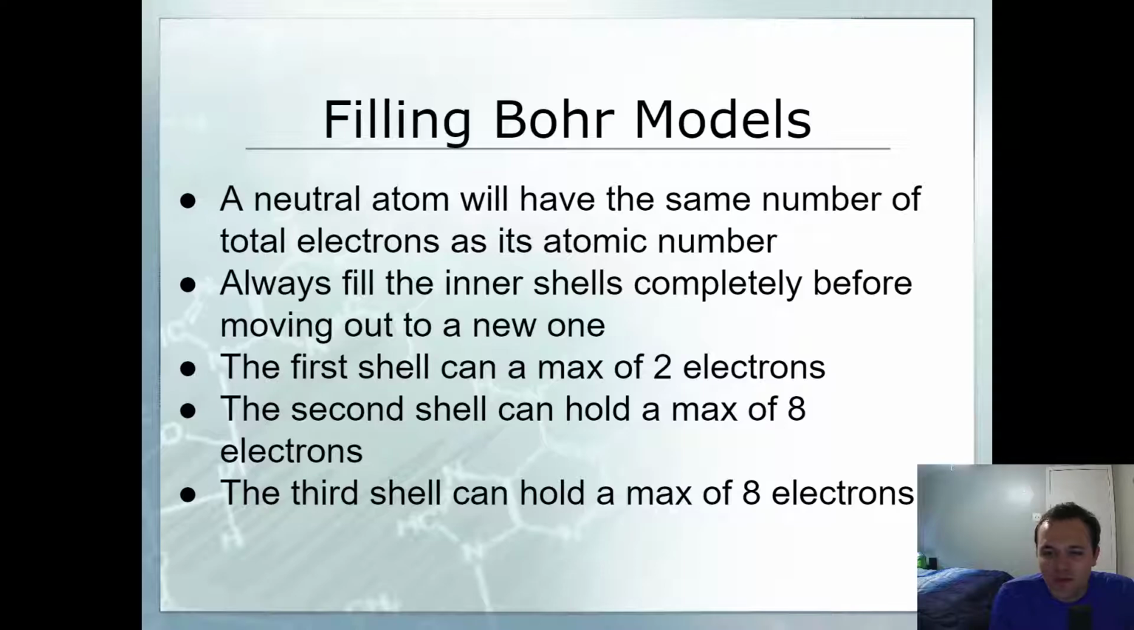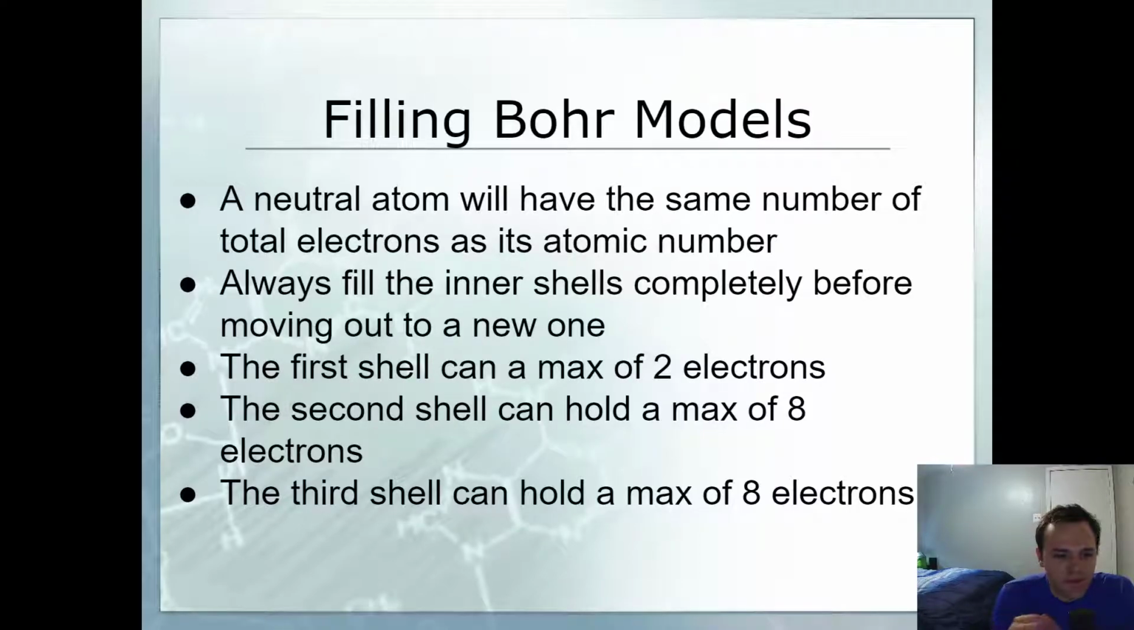All right, and when we start to fill it up, you're always going to fill in the inner shells first and fill the inner shells up completely before you jump out to the next shell. So your first shell can only ever hold 2 electrons. So if you've got more than 2, you put 2 in and then you move out to the next shell. The next shell holds a max of 8 electrons. So 2 in the first shell, 8 in the second one. And then the third shell can also hold a max of 8 electrons.